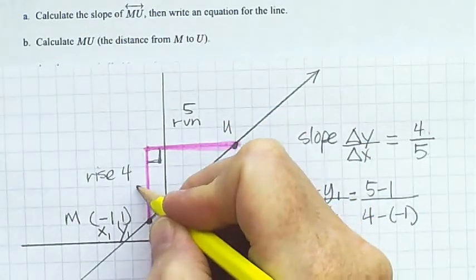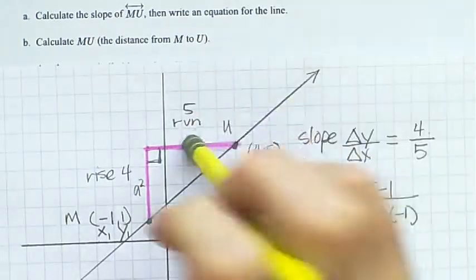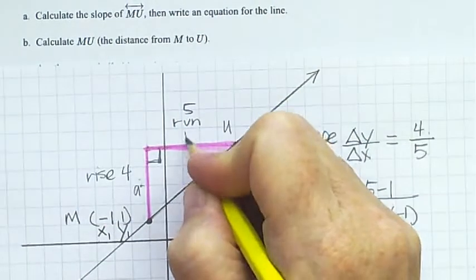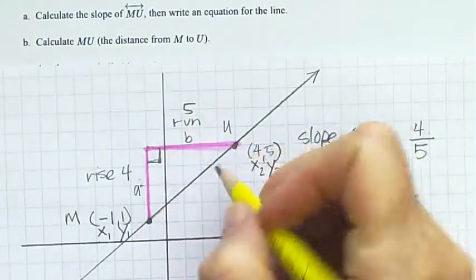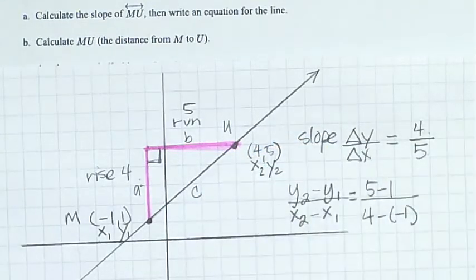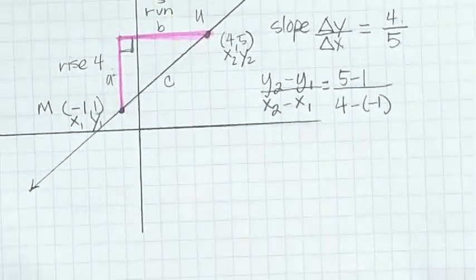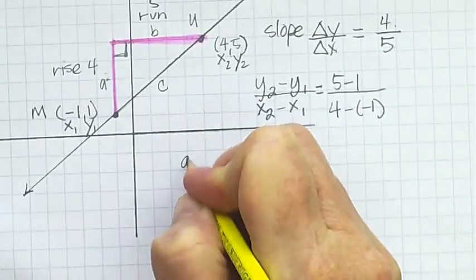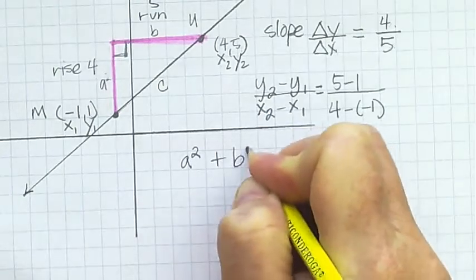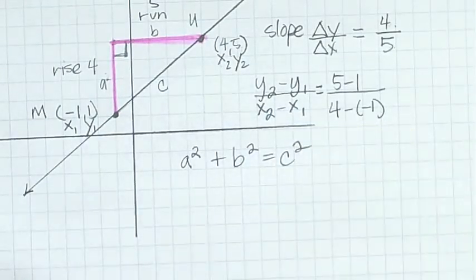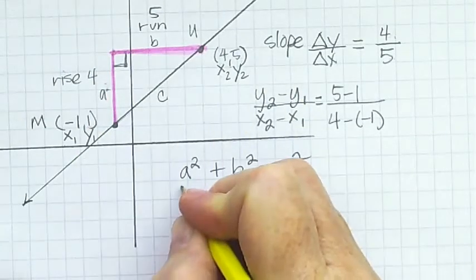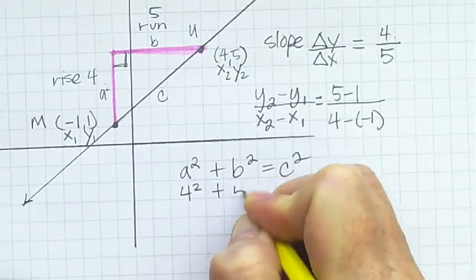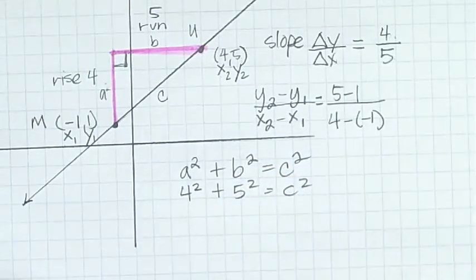We know that the sum, well, let's not put squared there yet. The sum of the square of the two legs is equal to the square of your hypotenuse. C is your hypotenuse. Longest side is always the hypotenuse. So I'm going to set up a squared plus b squared equals c squared. So we know that the two legs are 4 and 5, so a and b are your two legs, so 4 squared plus 5 squared equals c squared.